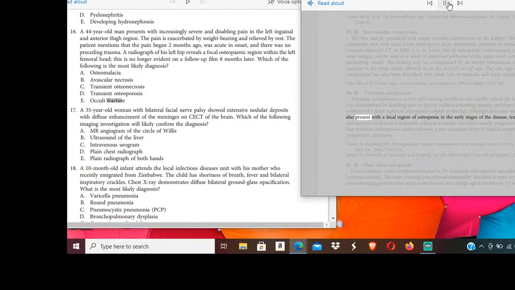Although avascular necrosis can also present with a focal region of osteopenia in the early stages of the disease, transient osteoporosis resolves in 6-8 months, whereas avascular necrosis is usually progressive. It is thought that transient osteoporosis could represent a non-traumatic form of Sudeck atrophy or reflex sympathetic dystrophy.